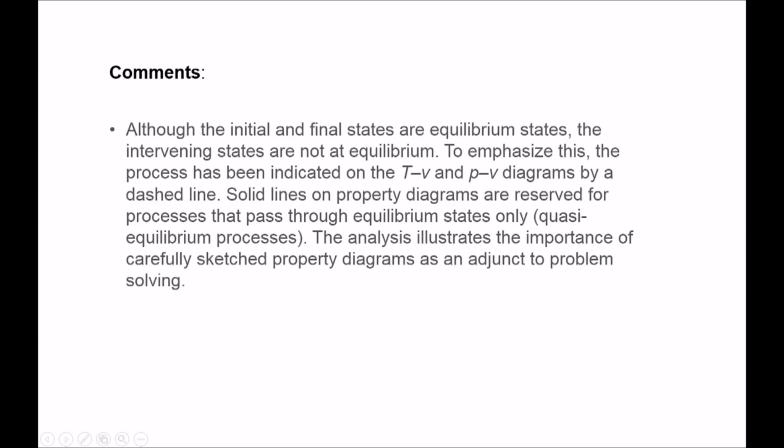To finish, I would like to make a few comments on the solution we just developed. Although the initial and final states are equilibrium states, the intervening states are not at equilibrium. To emphasize this, the process has been represented on the T-v and P-v diagrams by a dashed line. Solid lines on property diagrams are reserved for processes that pass through equilibrium states or quasi-equilibrium states.